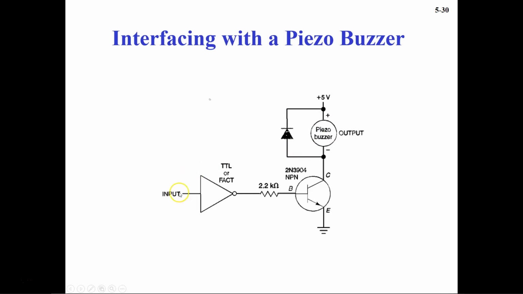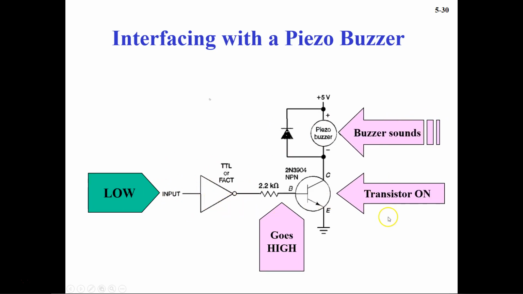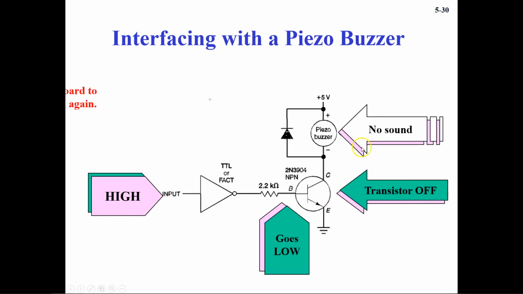So now let's see how it works. If your input is low, then the output is going to be high because this is an inverter. And if it is high, then the transistor will be on and the buzzer will sound. Okay. And if the input is high, then the output goes low. The transistor will be off, turning off the buzzer. And here, in this case, the diode protects against any transient voltages, which will bypass through this diode.